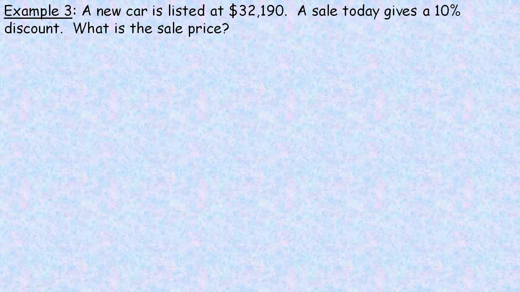Last example on the third page here. A new car is listed at $32,190, and a sale today gives a 10% discount. And what is the sale price, you're asked? Now, what I want to show in this one is a little different way to do the discount if all you want to do is just find the final price.